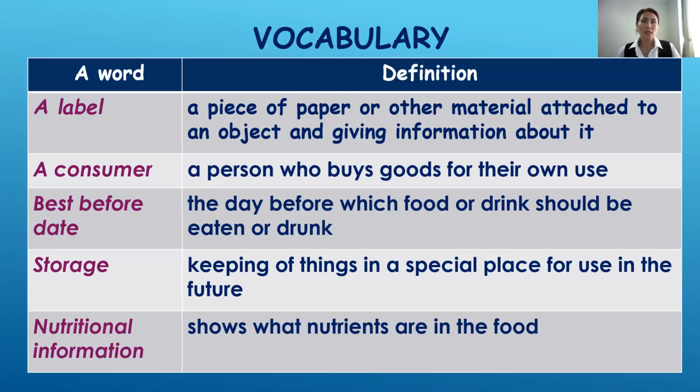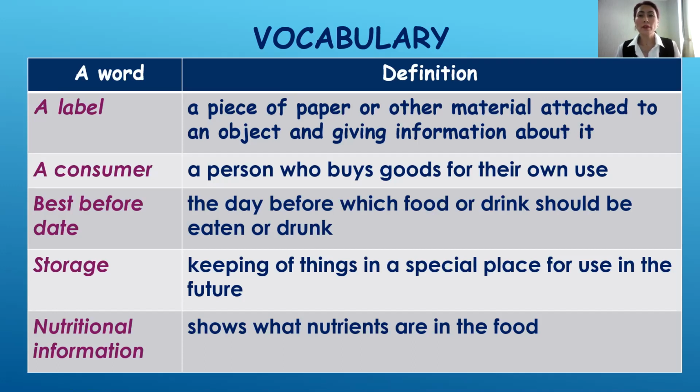Before doing the task, look at the words and their definition. A label. It is a piece of paper or other material attached to an object and giving information about it. A consumer. A person who buys goods for their own use. Best before date. It is the day before which food or drink should be eaten or drunk.